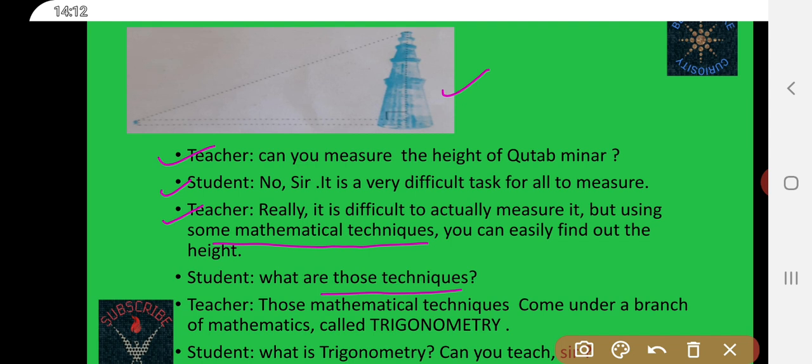The teacher says, those mathematical techniques come under a branch of mathematics called trigonometry. So you first know trigonometry. The student asks, what is trigonometry? Can you teach, sir? Then the teacher says, yes, of course, why not? I will teach you this evening. So today our topic is, what is trigonometry? First we understand it. So let's go.